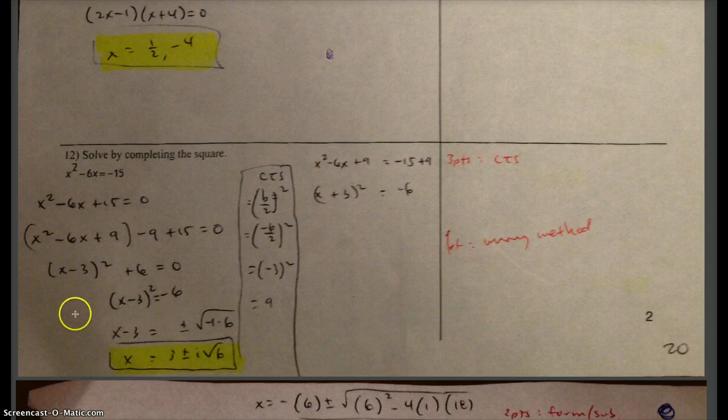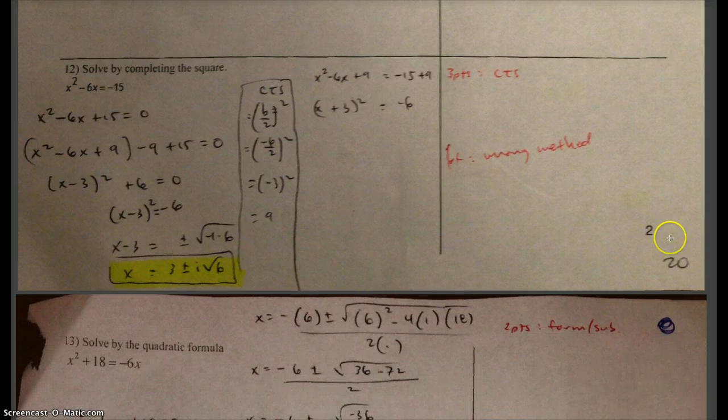Subtract 6. Take the square root. The square root of -6 is -1 times 6. Square root of -1 is i. And when you add 3 here, remember you're adding that 3 to the left of the plus or minus. x equals 3 plus or minus i rad 6. If you're solving this with a different method, because I explicitly told you completing the square, I gave you 1 point. That page is out of 20.